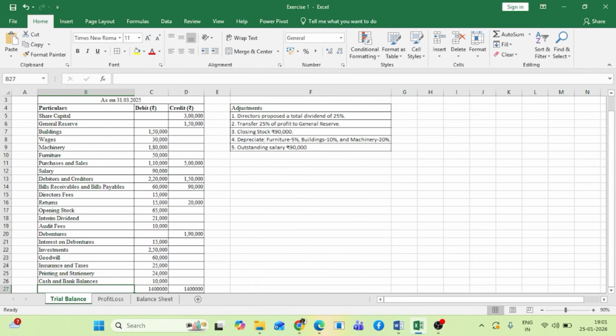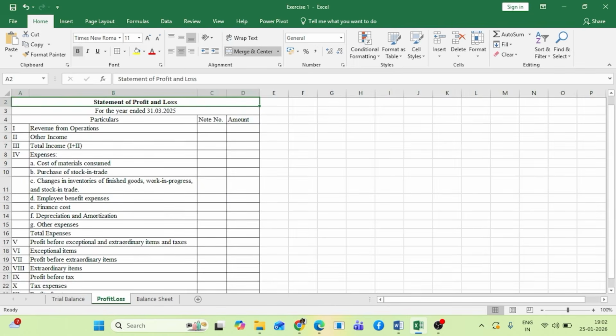outstanding salary of rupees 90,000. I request you all to pause the video for some time and note down the trial balance first, so that you can refer to it while preparing the statement of profit and loss and balance sheet. Please pause, note down the trial balance and adjustments for your reference.